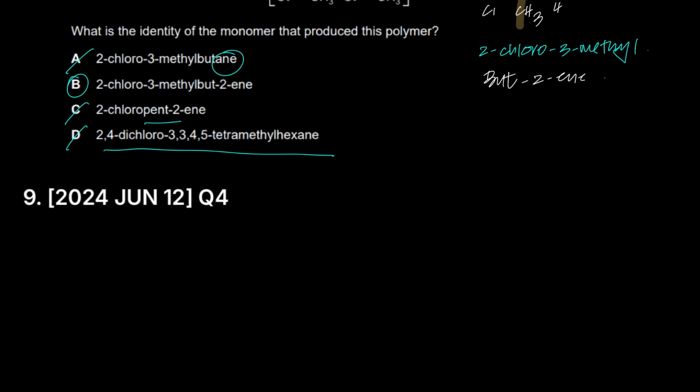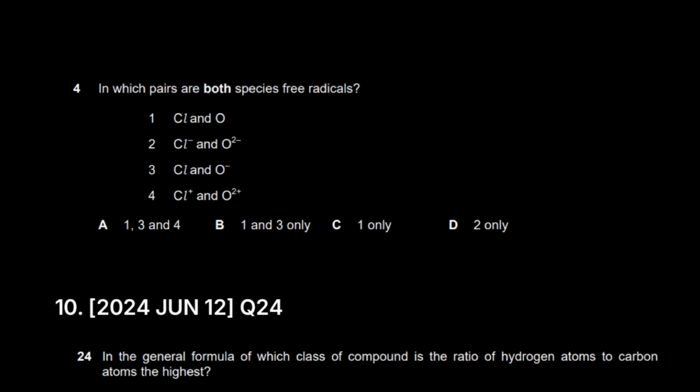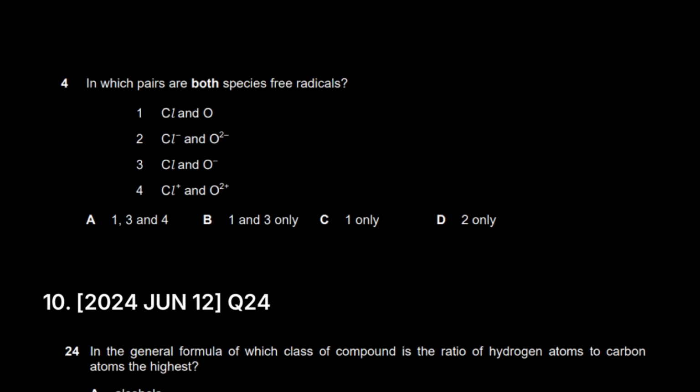Again, if your concepts are clear, I haven't done these MCQs beforehand. I'm doing them with you for the first time, but I know these answers are correct, because your concepts need to be clear. In which pairs are both species free radicals? Now, free radicals are species with unpaired electrons. And so I have to check which of these species have unpaired electrons. The way I can do that is look into their electron in box diagrams, right? Because I'm given too many options, so I'll have to look into their electron in box diagrams to figure out which of these species have unpaired electrons.